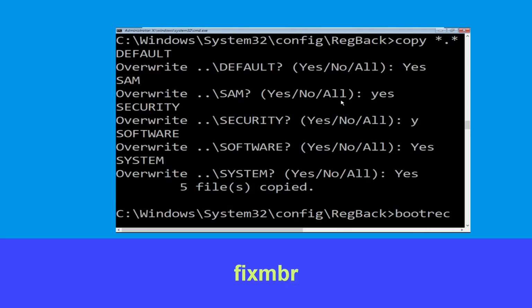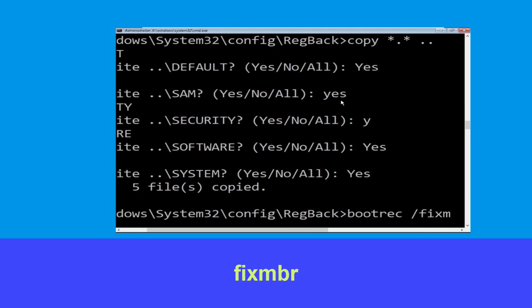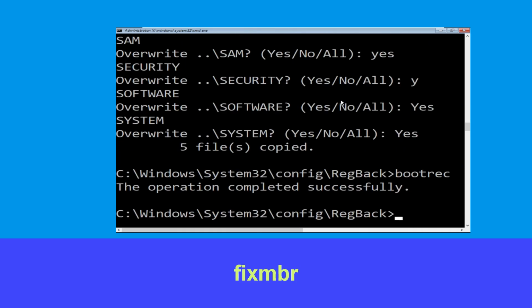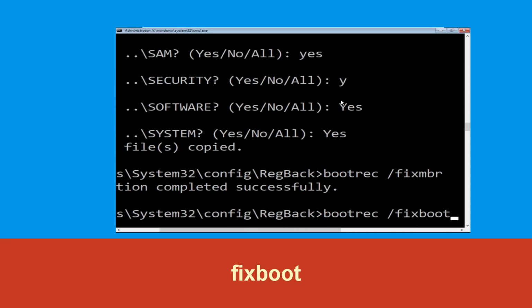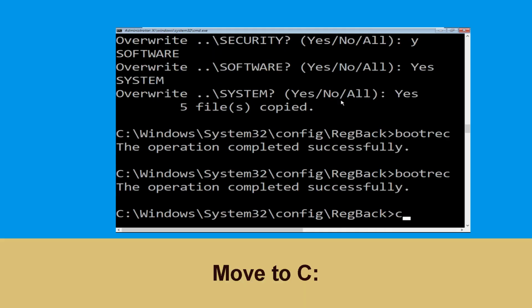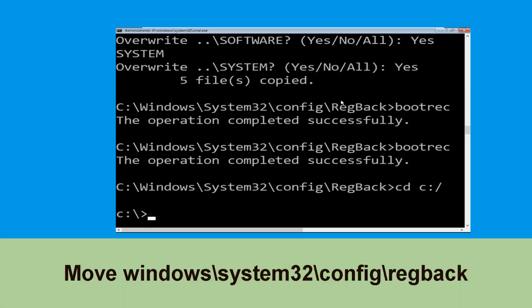Type in bootrec /fixmbr and hit enter to execute the command. Type bootrec /fixboot and hit enter. Type cd c:/ and hit enter. Now type cd windows/system32/config/regback and hit enter to execute.